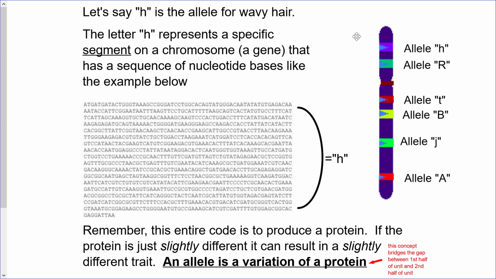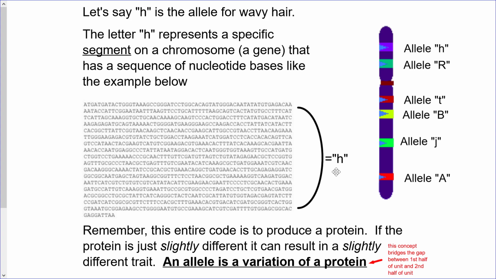That letter, that H, represents a very specific segment of a chromosome, which again is a gene, and it has a sequence of nucleotide bases. So, for example, when we write little h, that might be referring to all of these bases. Now, I don't know how many there are there, but that looks like 1,000, maybe 1,030, something like that. So that is all of the bases that we learned about in the DNA chapter that code for wavy hair, the protein that would result in wavy hair.